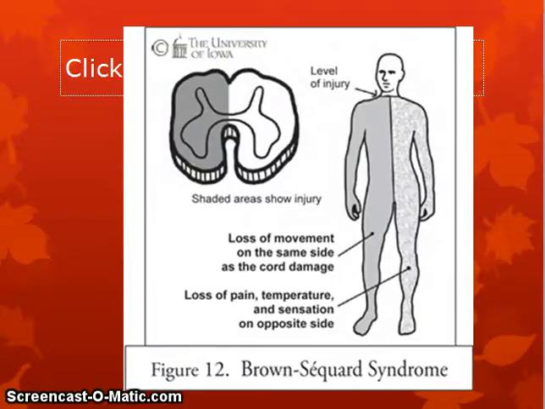Brown-Séquard is where we have the half or hemisphere injuries. On whatever side of the cord is damaged, they're going to lose movement on the same side. So if the right side of the cord is damaged, they'll lose motor function in their right arm and right leg. On the other side of the body, they will lose sensation like pain, temperature control, and things like that.